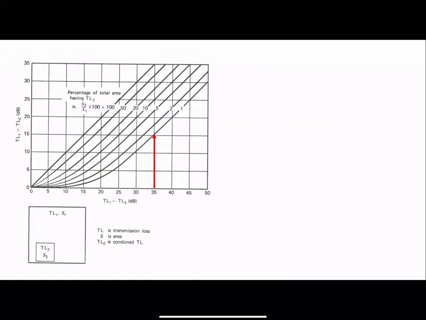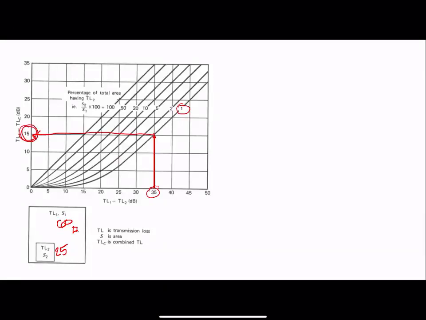If we start with a 60 transmission loss for the wall, and we have a 25 transmission loss for the door, or for the window, that's still a difference of 35. But in this example, I'm going to say that we only have 1% of our wall. So just a teeny little window in our entire wall.